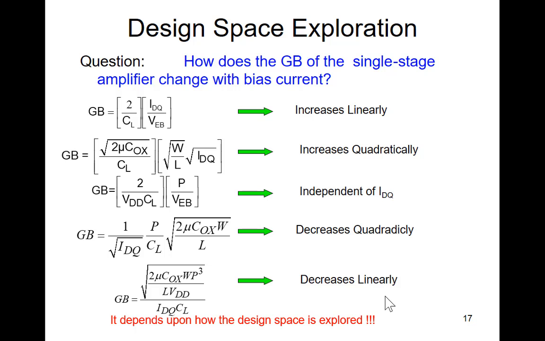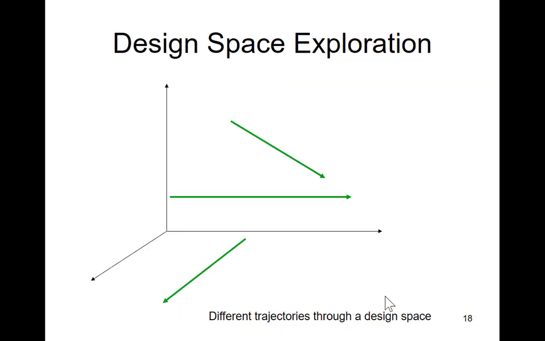I can do that. I'm in a two-dimensional design space, and I'm only looking at the effects of one parameter. So how that one parameter affects things depends on what I do to the other parameter. Do I let that other parameter vary? Do I hold that other parameter constant? And so forth. So what we've done is we've taken different trajectories through a design space. And by taking different trajectories through a design space, we tend to draw conclusions that look like they're contradictory.